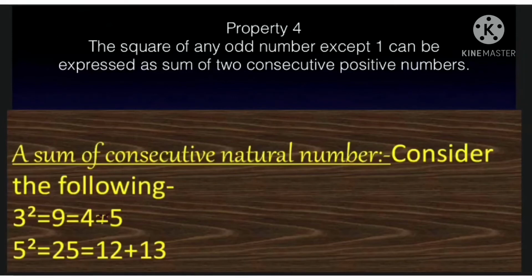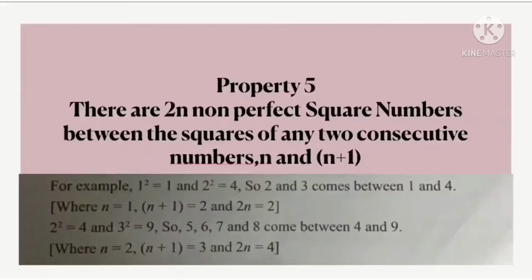numbers. The next property, there are 2n non-perfect square numbers between the squares of any two consecutive numbers n and n plus 1. n and n plus 1 are consecutive numbers. For example, let us find the numbers between 1 square and 2 square. What is 1 square? 1. And what is 2 square? 4. So only 2 and 3 come between 1 and 4.